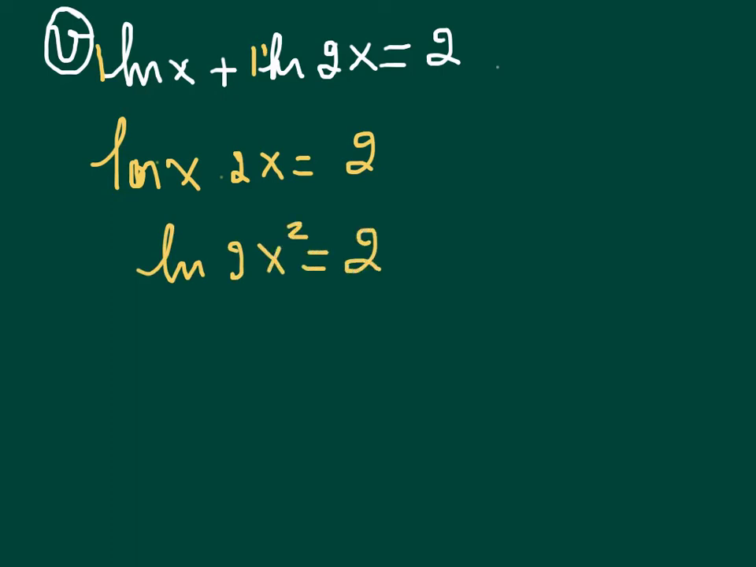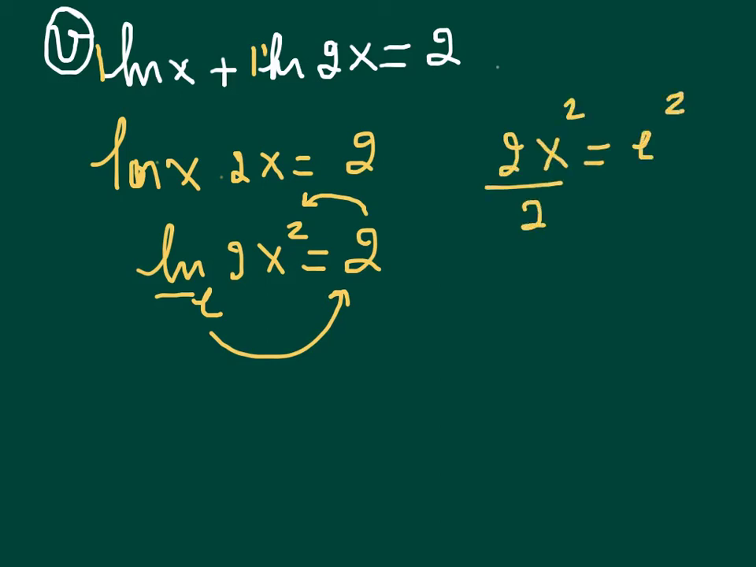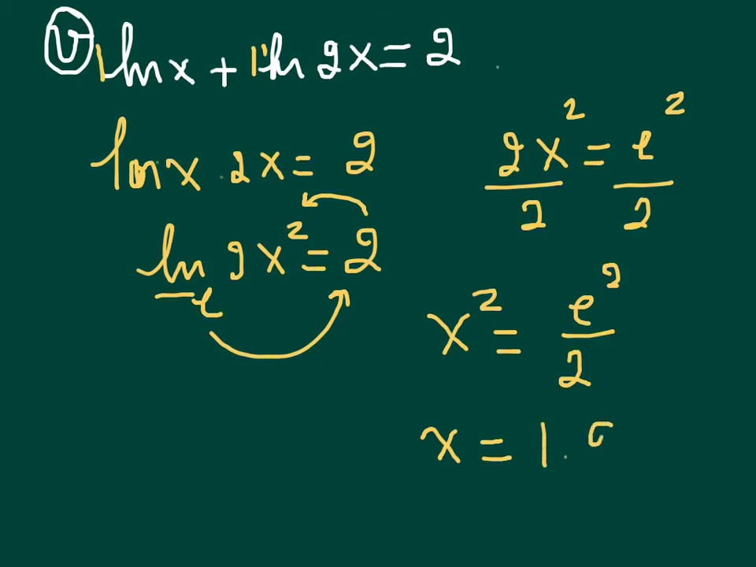Now I need you to snail, because you have one log on one side. The base is e. e raised to the second power is equal to 2x squared. So 2x squared is equal to e raised to the second power. Divide by 2, and then go to your calculator and take the square root of e squared divided by 2. x here cannot equal plus or minus, because the minus will not work for us, so it's simply going to be 1.9221.